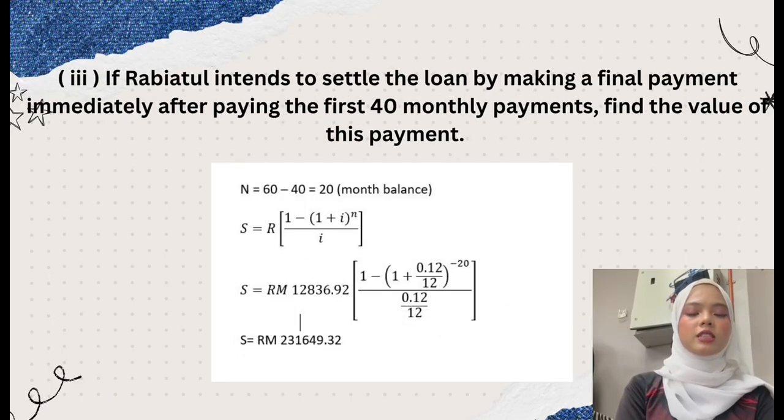RM12,836.92. Here is the third question, which is the last question for this case: Rabiatul intends to settle the loan by making a final payment immediately after paying the first 40 monthly payments.